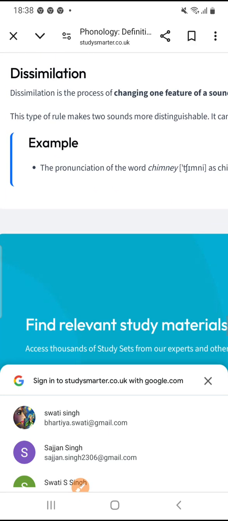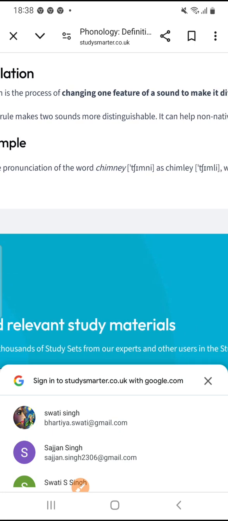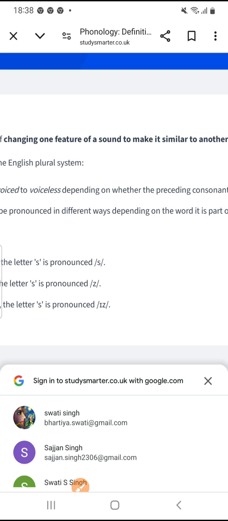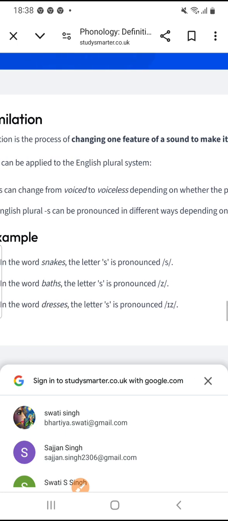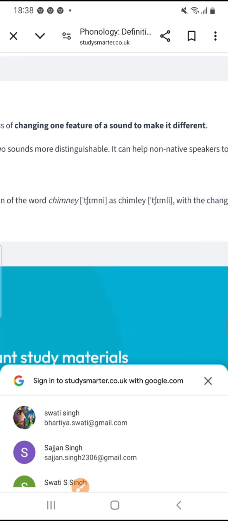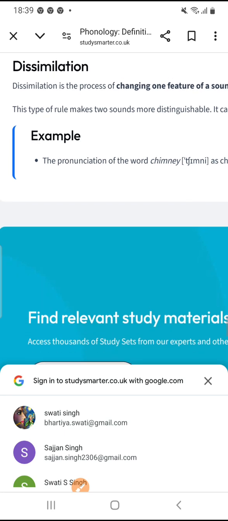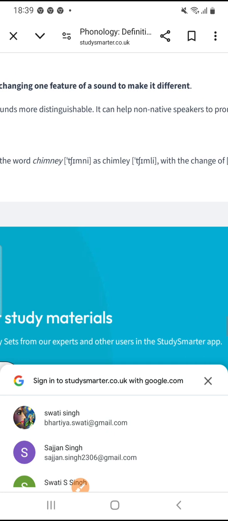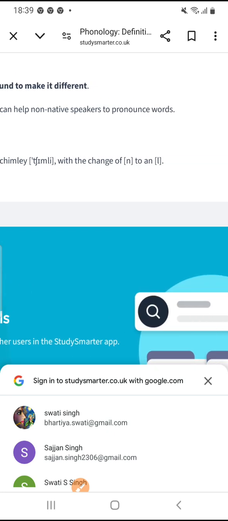Now dissimilation. Dissimilation is the process of changing one feature of a sound to make it different. Assimilation changes a feature of a sound to make it similar to another, while this makes it different. This type of rule makes two sounds more distinguishable. It can help non-native speakers to pronounce words.